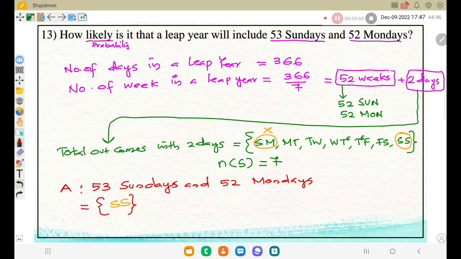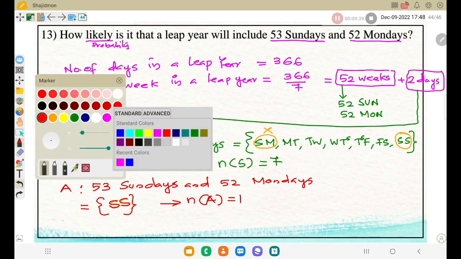Correct? Sunday and Saturday, S and S. S and M we cannot take because Monday will increase. M and T we cannot take, Monday will increase. Tuesday, Wednesday no benefit because there is no Sunday, Monday there. Wednesday, Thursday no need, Thursday, Friday not needed, Friday, Saturday also not needed. Only the Sunday possibility we are taking, because only Sunday we need to increase, but Monday should not increase. So SS. How many elements in A? Number of elements of A equals only 1, correct? Now you can calculate the probability, correct?